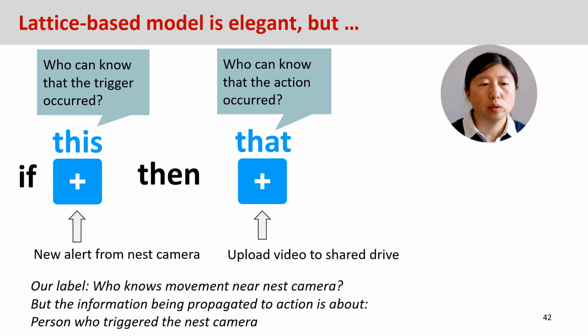But if we look at what information has been propagated from trigger to action, this information is about the person who triggered the Nest camera. In other words, this trigger carries information about incidental users. Our security label is too coarse-grained to capture that.